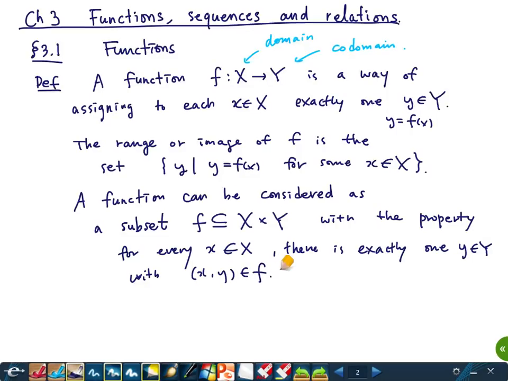Okay? So f is a subset, so it consists of pairs x comma y. But for every x, there is exactly one y such that x comma y is in our subset f. And that's basically an equivalent definition to this. A function is like this in the traditional way, or we also consider it as a subset. Let me give you an example that will be helpful.